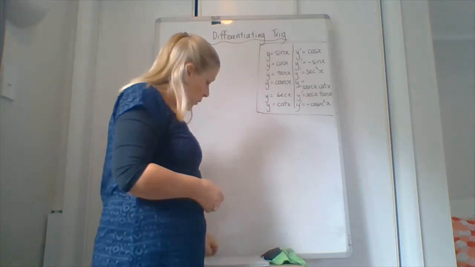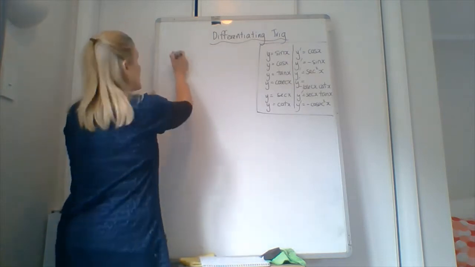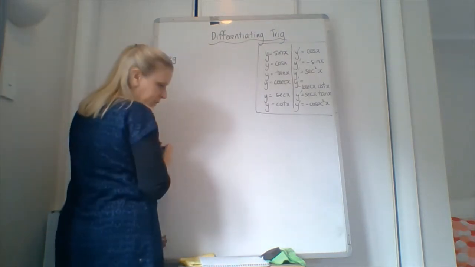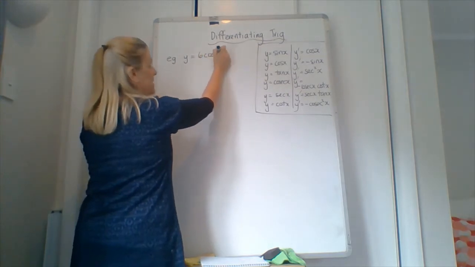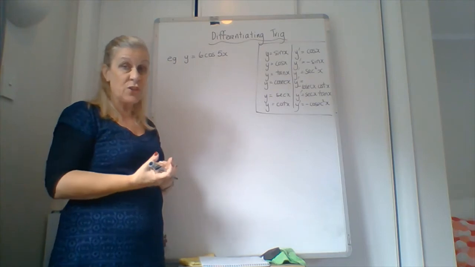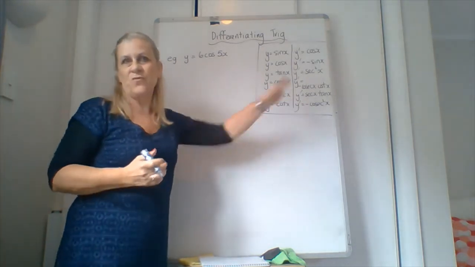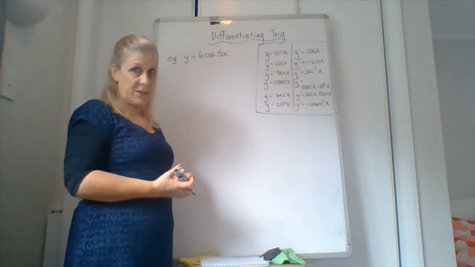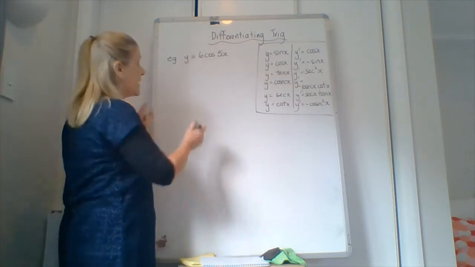Okay. Let's have a look at a couple of examples first. So here's the first example. If we've been given y equals 6 cos 5x, there's not very many times that it won't include the chain rule, guys. You don't usually get to do these because all you have to do is just read the table. They're not testing whether you can read a table. They're actually wanting to know, do you understand how differentiation works?